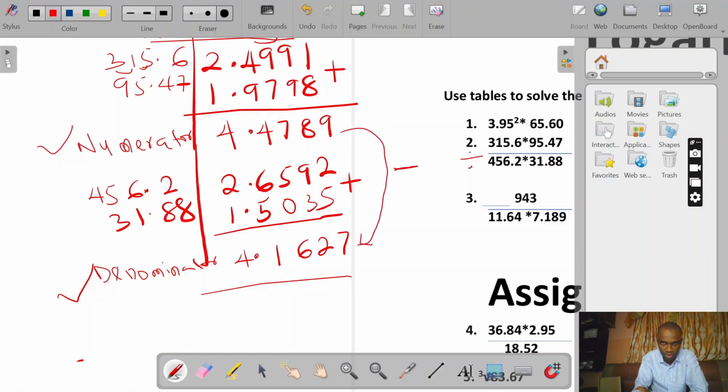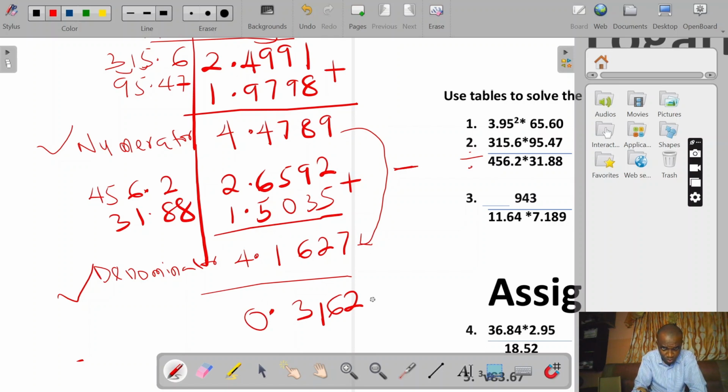So I'll just subtract. 9 minus 7 will give me 2. 8 minus 2 will give me 6. 7 minus 6 will give me 1. 4 minus 1 will give me 3. The decimal point. 4 minus 4 will give me 0. So the next thing to do is to find the antilog of this number.